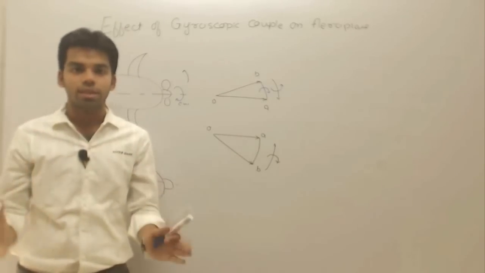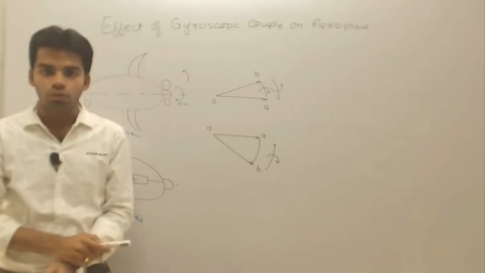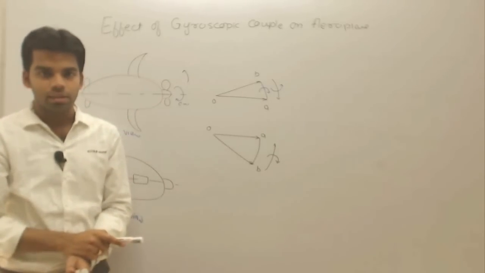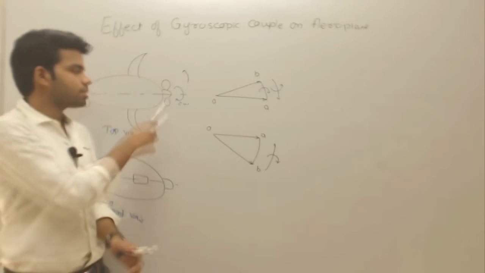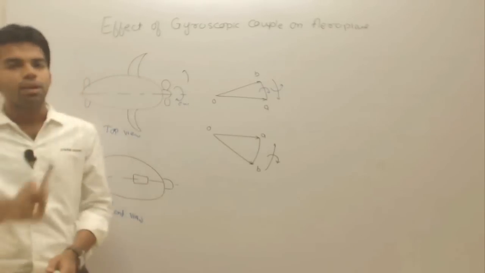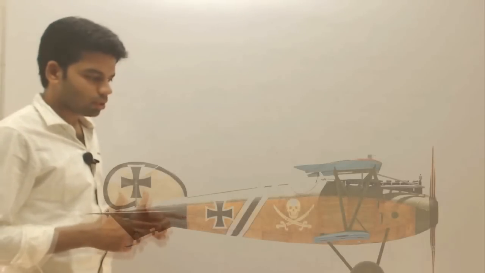And if both are changing, that means if the rotor is rotating in anti-clockwise direction and the plane is turning to the right side, then we will get the same effect. That means this nose will raise and the tail will lower. Okay, so let us now analyze the effect of gyroscopic couple on this aeroplane.